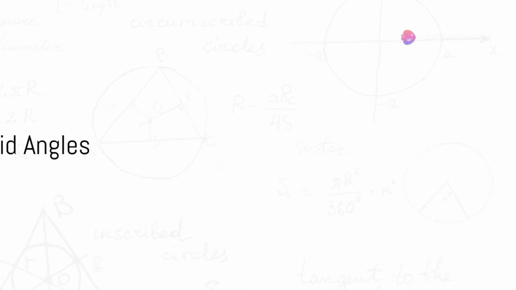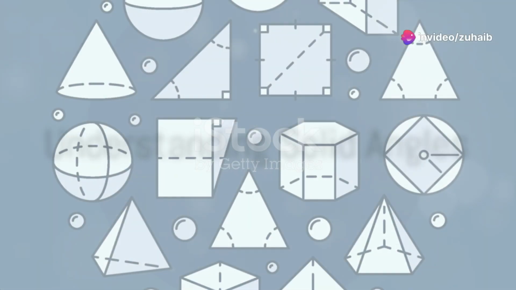Have you ever wondered why the moon looks roughly the same size as the sun, despite the sun being vastly larger? It all boils down to an intriguing concept in geometry known as the solid angle.